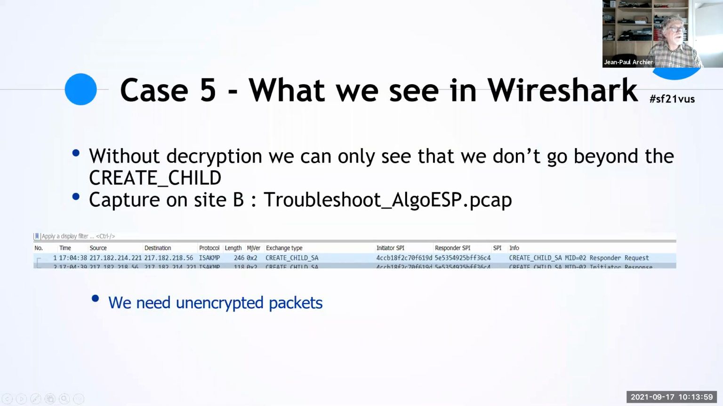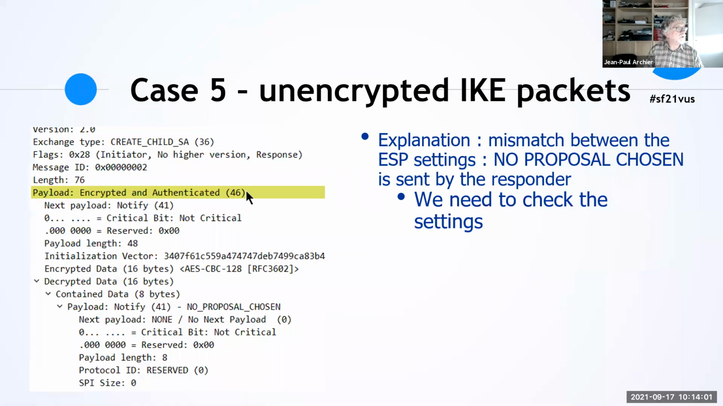No visibility. If I'm able to gather the keys and enter them in Wireshark, I could decipher and then see the message "no proposal chosen." In this case, it means that something is wrong in the settings of the parameters. It could be the authentication, the ciphering algorithm, or whatever. It could be the Diffie-Hellman group, this kind of thing.